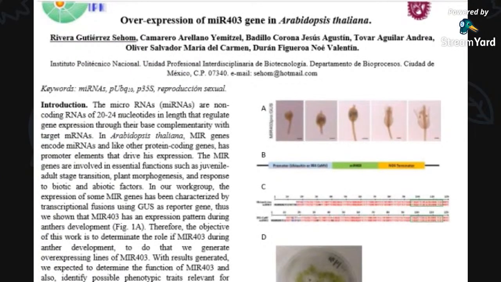Once confirmed by sequencing, Agrobacterium was transformed and later Arabidopsis thaliana by the floral dip technique. At the moment, we have some possible transgenic plants to continue with our studies, both genotypic and phenotypic. It should be noted that this is the first report that relates microRNA 403 to the process of sexual reproduction, since its expression occurs in the male reproductive system.